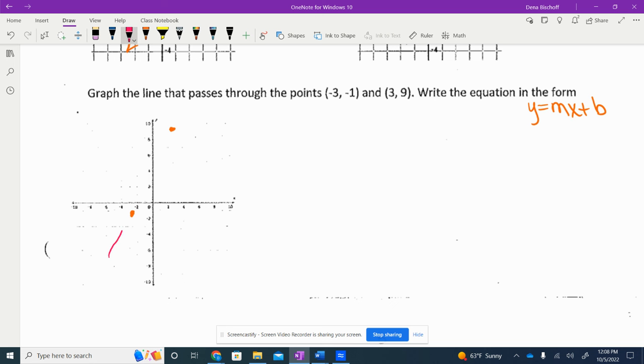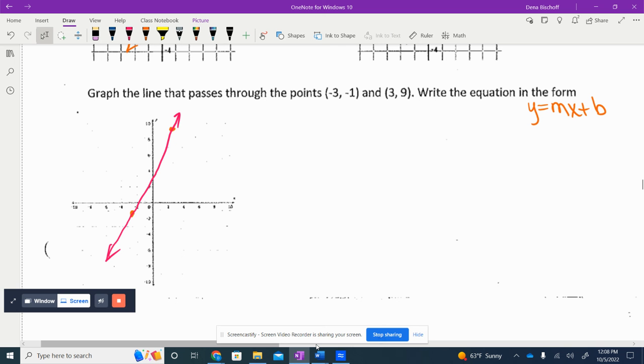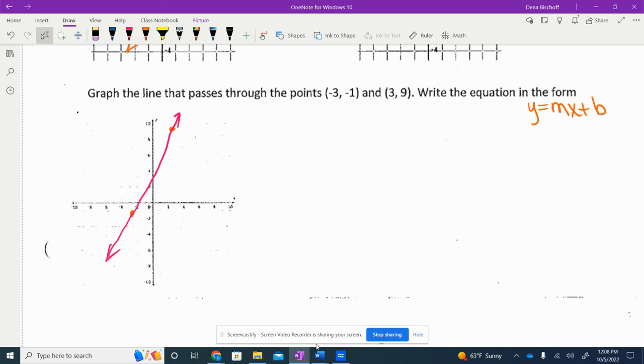And if I draw this nice and straight, that's horrible. So I'm going to change the plan. I need to just write down these points really fast. -3, -1, and 3, 9.